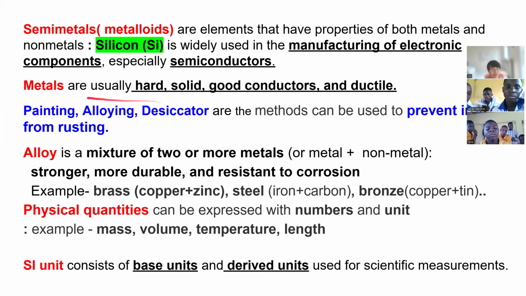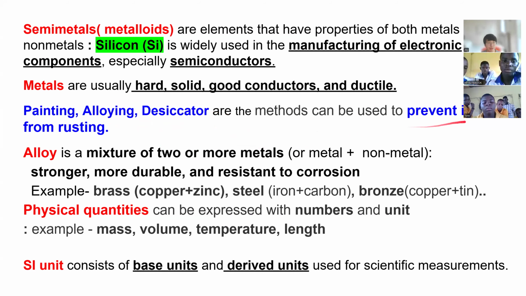Painting, alloying, and desiccators are all methods used to prevent iron from rusting. All three of these methods are used to make iron or metal stronger.